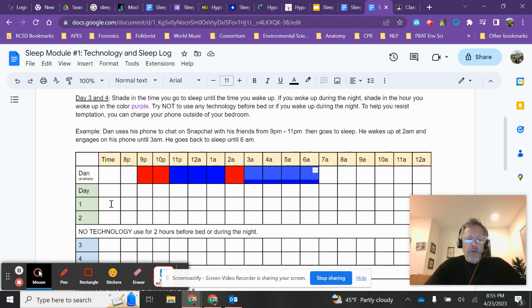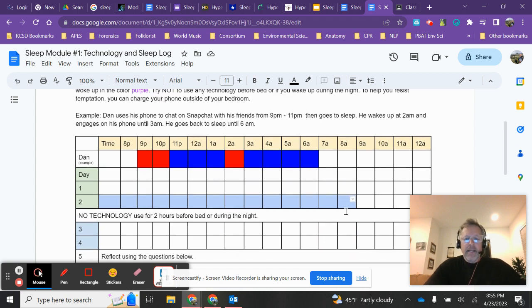Okay. You are going to do that for day one, which is going to be effectively tonight, Monday night. And you're also going to do it Tuesday night. And you're going to color those things in. That's your homework. The key thing is here is when you wake up, get it in there.